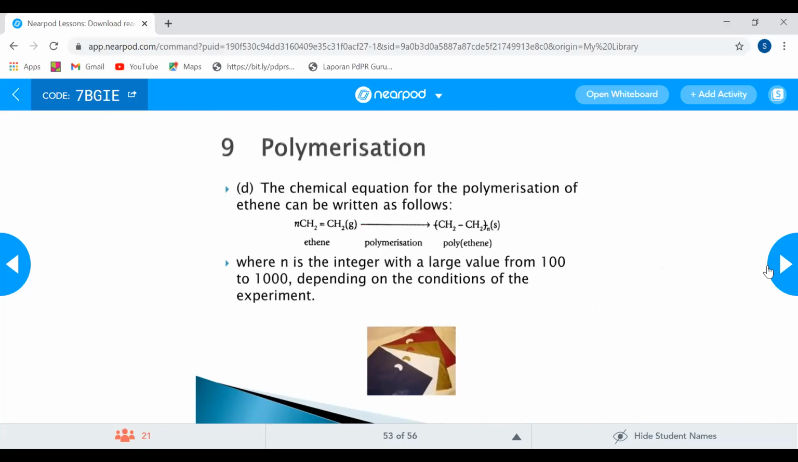Okay, so the point here is actually this. Let's say I got 1,000 monomers, 1,000 ethenes. After they go through polymerization, they will become polyethene. My number n, let's say it was 1,000 just now, I break this double bond, it becomes a single bond, and the 1,000 I will put at the back. So ethene becomes polyethene.